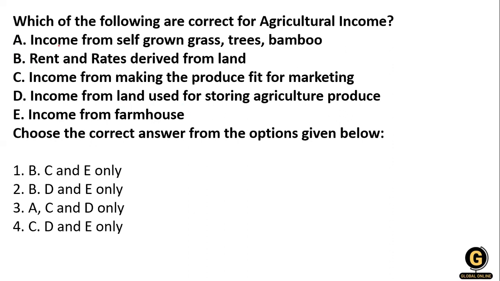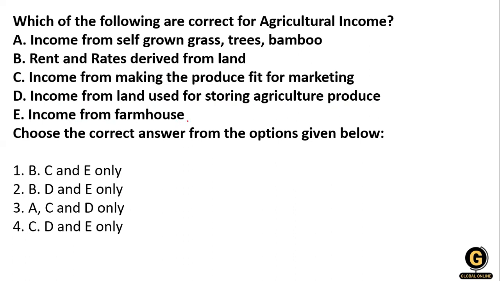The first statement: A, income from self-growing grass, trees, bamboos. B, rent and revenue derived from the land. C, income from making the produce fit for marketing. D, income from the land used for storing the agriculture produce. And E, income from the warehouses.